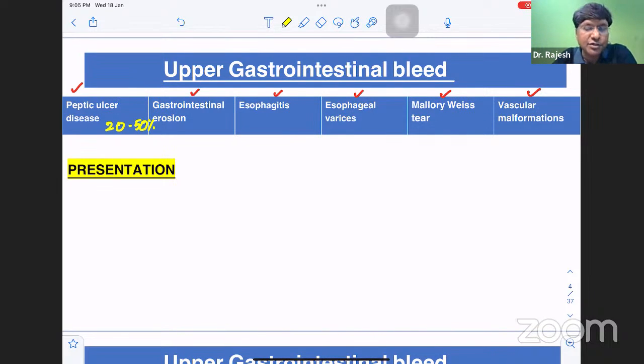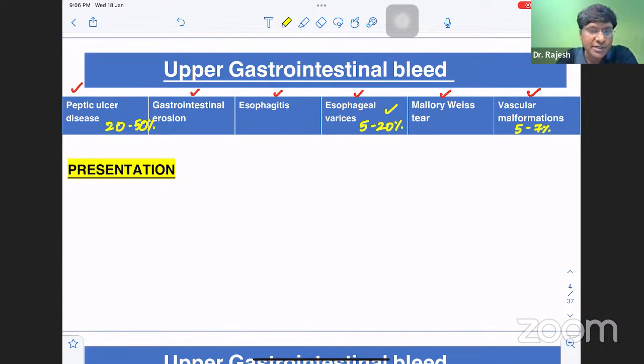And from the medicine point of view, what is very interesting here is the esophageal varices. Esophageal varices presenting with upper gastrointestinal bleed is seen only in 5 to 20% of cases of the upper gastrointestinal bleed. And the least common cause for the upper gastrointestinal bleed will be vascular malformations. Vascular malformations present in only 5 to 7% of cases of the upper gastrointestinal bleed.